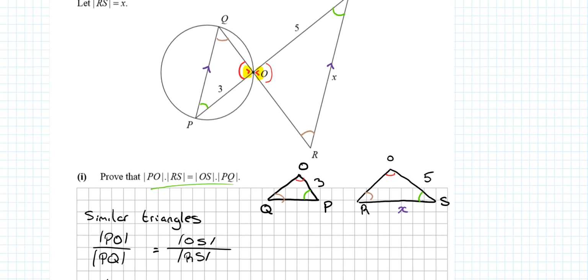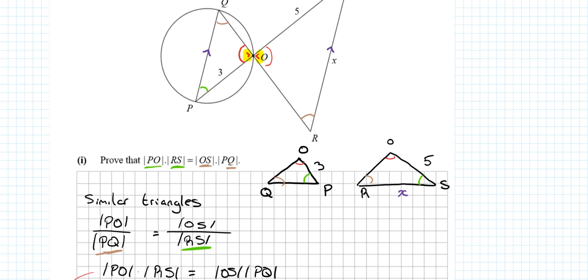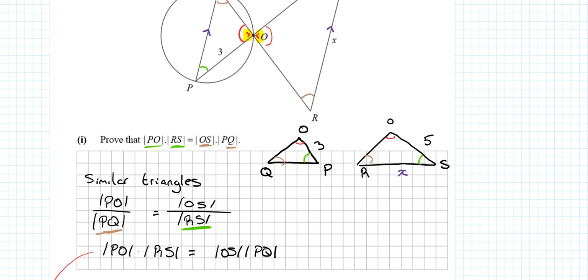I'm trying to build towards this. Because they're similar triangles, I know I'm going to want a PO, and on the other side I'm going to want RS, because I'm going to multiply across by it. And then I have my OS, and on the other side I'm going to want my PQ on the bottom line, because I'm going to multiply across. All I have to do is multiply across by that PQ and the RS, and that's it, QED, done.